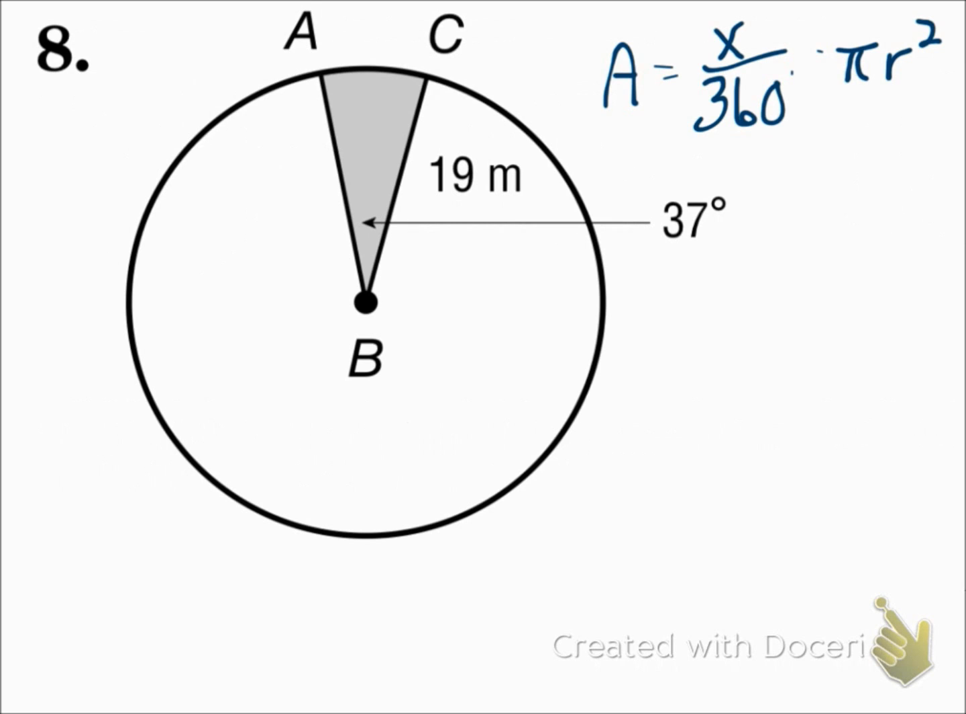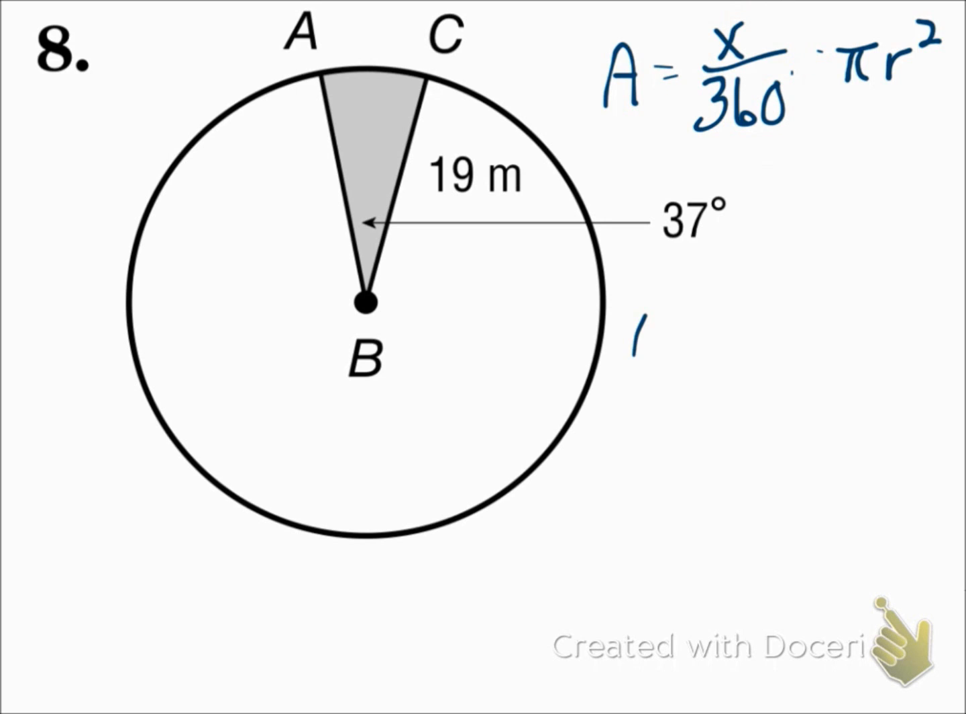Number 8. For this sector, let's use the area of a sector formula. The area equals the central angle measure over 360 times pi r squared. Remember, pi r squared is the area of the whole circle. We don't want the whole circle, we just want a fraction of it. What fraction would that be? It's the central angle over 360.